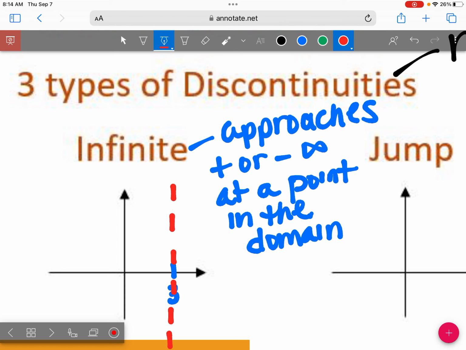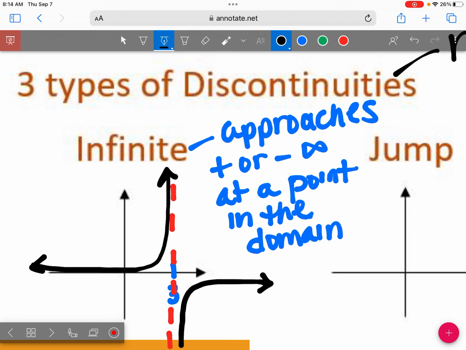That's called a vertical asymptote, and we're actually going to graph functions that have asymptotes starting in chapter 4. So on either side of this asymptote, I'm going to create a function that is either increasing or decreasing at that asymptote. So here's an example. This is just an example. Don't draw it yet. This is an example of an infinite discontinuity.